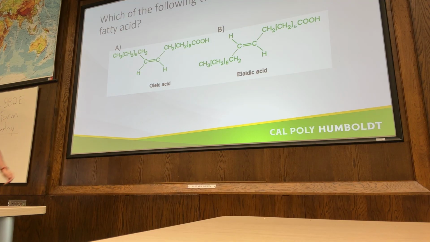Which of the following two fats is the cis fatty acid? Remember, it's all about the arrangement around the double bond. So A or B?